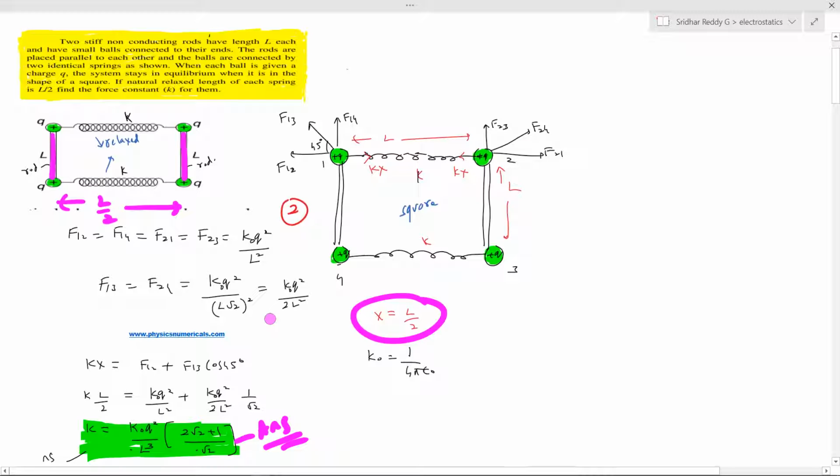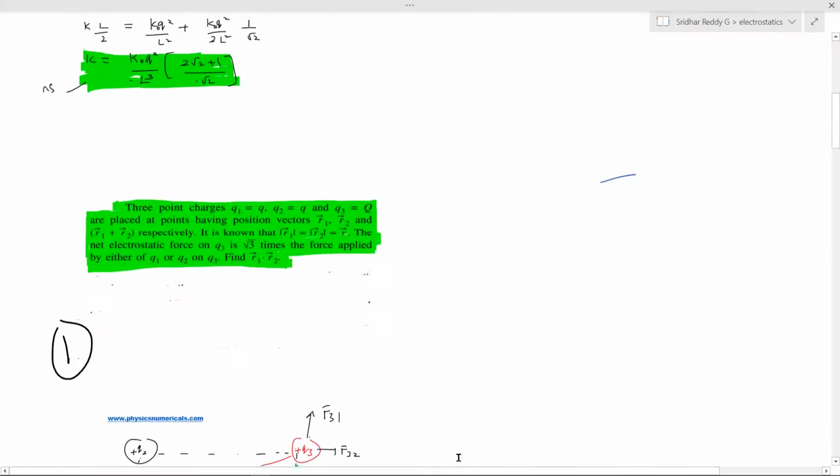Just simple, even a spring force will also come in electrostatics. The person who made this question wanted to bring in ideas of this kind. These are the rods. What is the role of the rod? They just ensure that the distance between charges 1, 4 and 2, 3 will remain equal to L. You need not bother about anything further. Fine. Okay, let me take the next question.